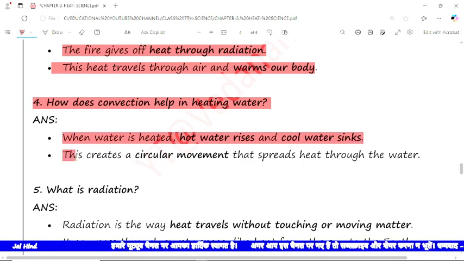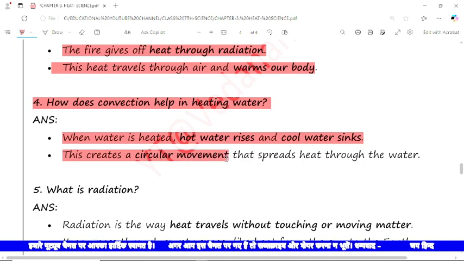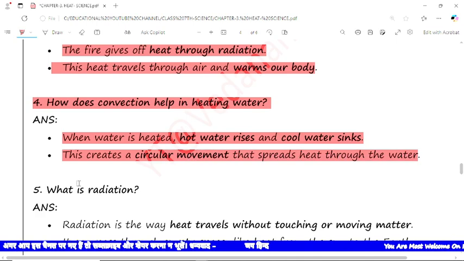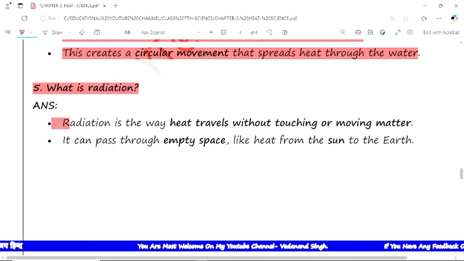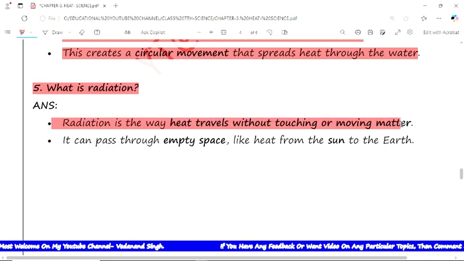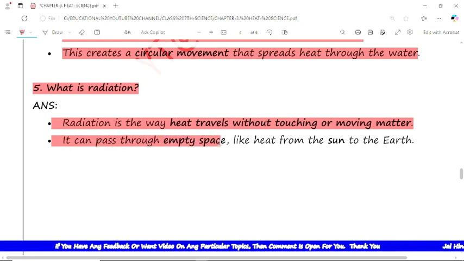The next is, this creates a circular movement that spreads heat through the water. The next, fifth number question, that is the important question. What is radiation? Radiation is a way heat travels without touching or moving matter. Next point is, it can pass through empty space, like heat from the sun to the earth.